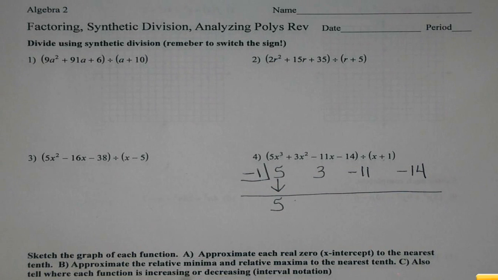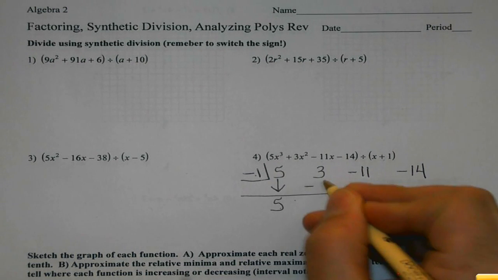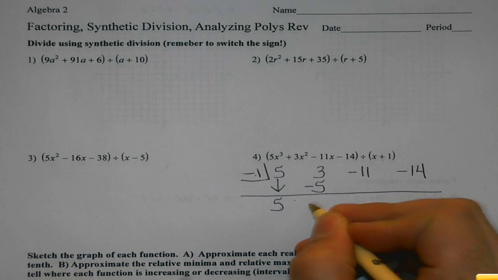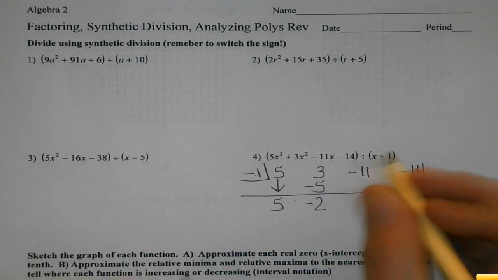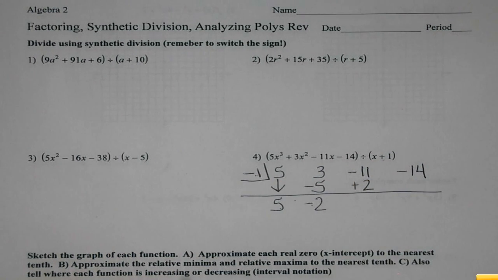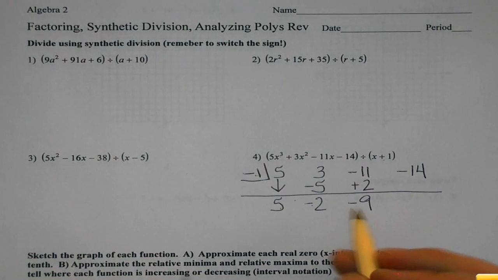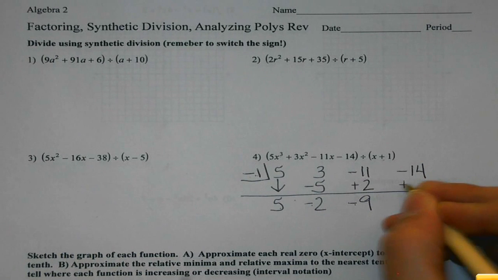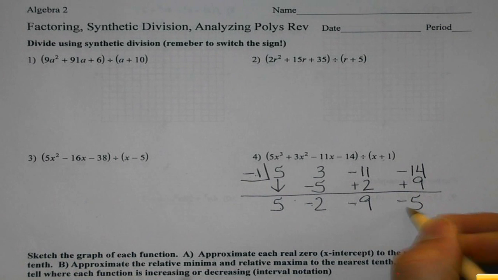And now it's just become a multiply and add game. 5 times negative 1 is negative 5. Add down, whatever my answer happens to be. And the biggest thing here is I just got to be really careful with my signs. Negative 2 times negative 1 is positive 2. And add down. Negative 9 times negative 1 is positive 9. Add down.